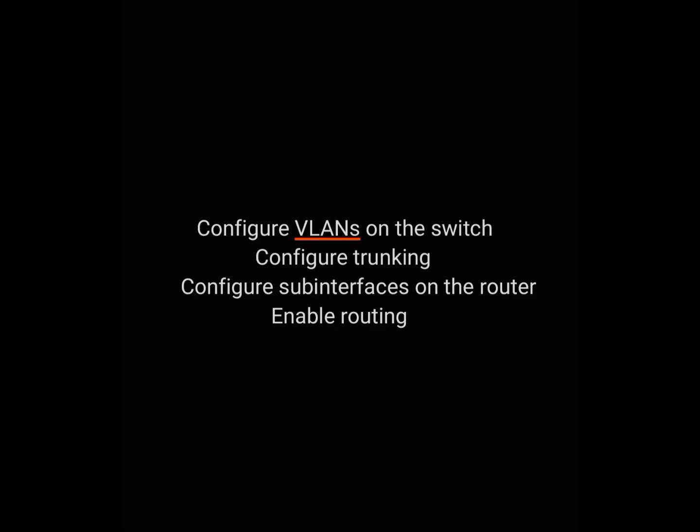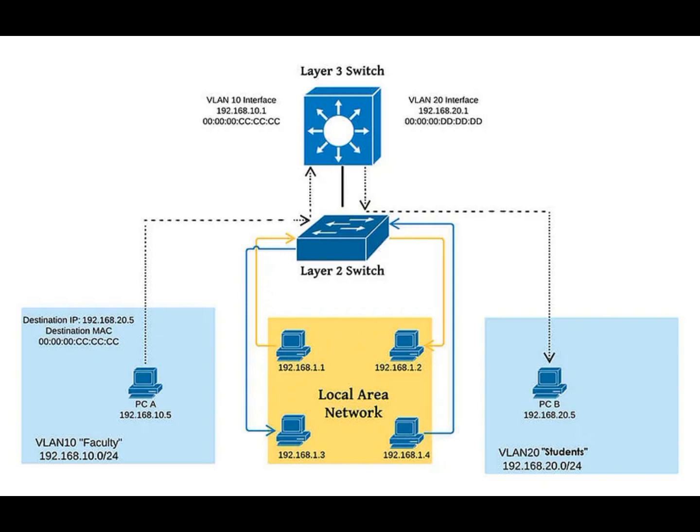Here are the steps briefly. Configure VLANs on the switch, configure trunking, configure sub-interfaces on the router, and then enable routing. What is Layer 3 switching? Layer 3 switching combines the capabilities of traditional Layer 2 switching with Layer 3 routing.